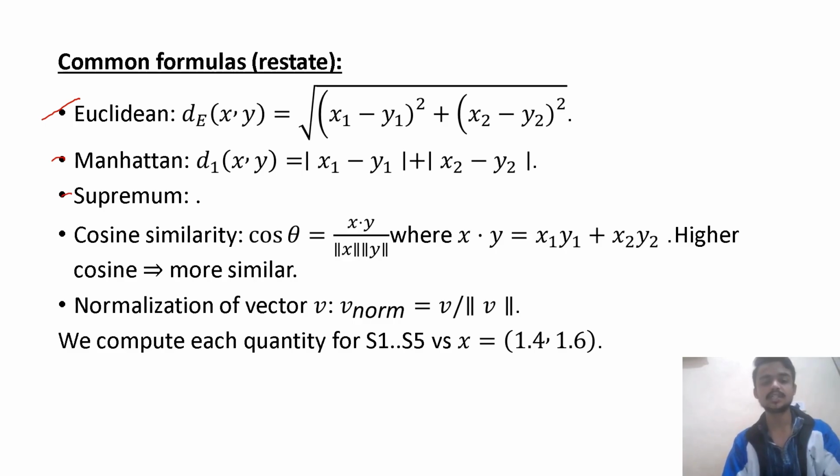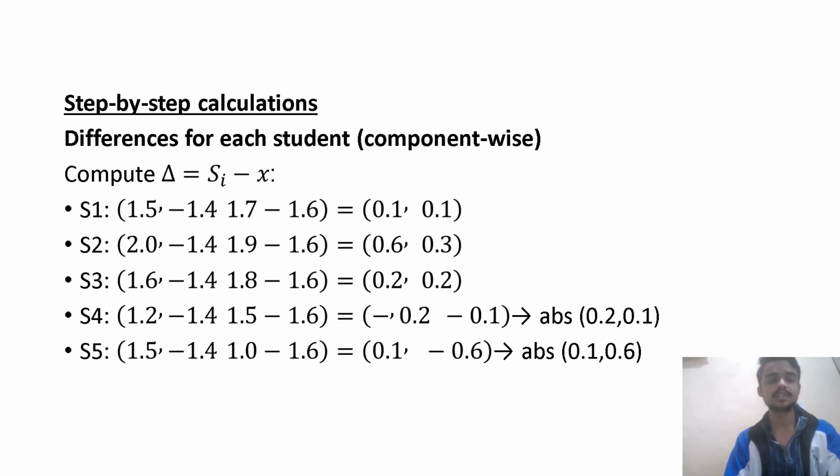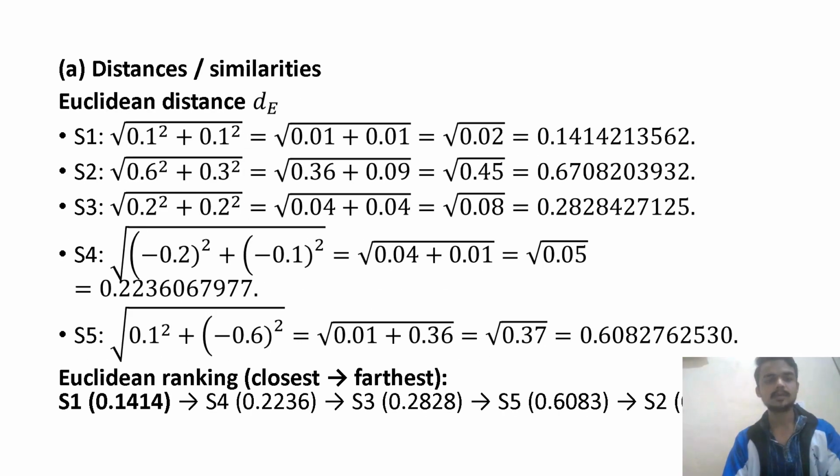We compute each quantity for S1 to S5 versus x equal to (1.4, 1.6). So the differences for each student: S1 is (0.1, 0.1), S2 we get (0.6, 0.3), S3 similarly by subtraction, 0.2, and this is the other data. By applying Euclidean distance for S1, S2, S3, S4, S5, we get 0.141, 0.670, 0.282 and 0.22. S5 is 0.608. Euclidean ranking, we get S1, then S4, then S3, then S5, then S2.